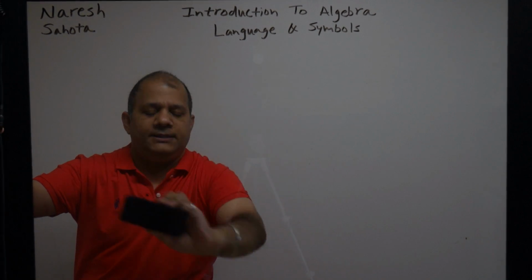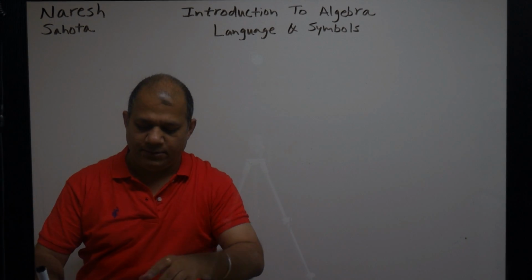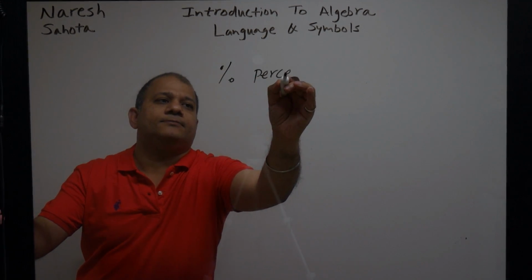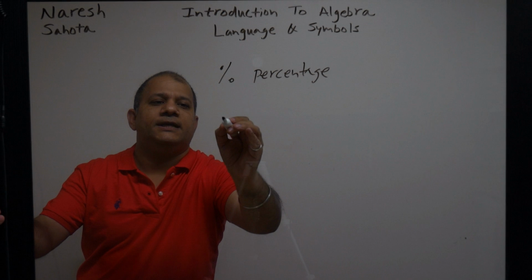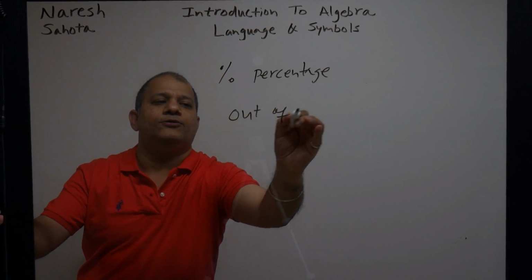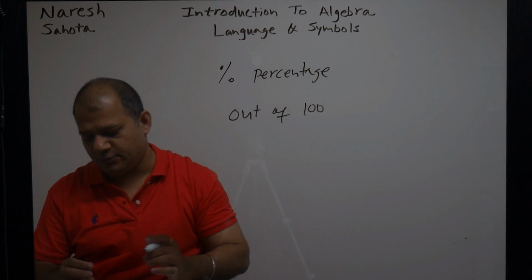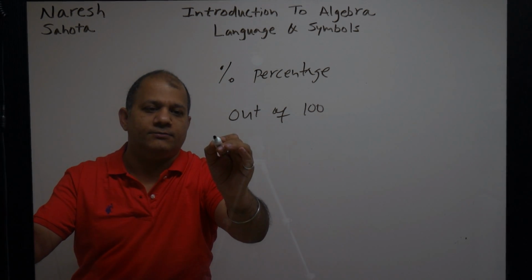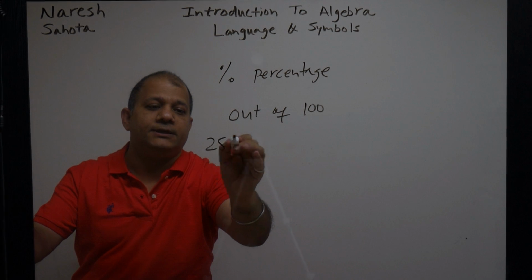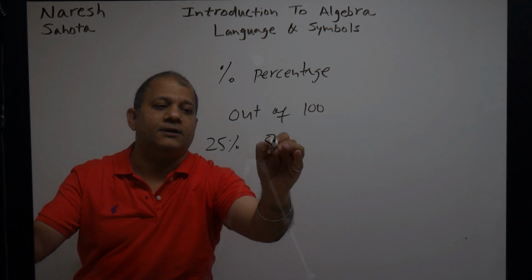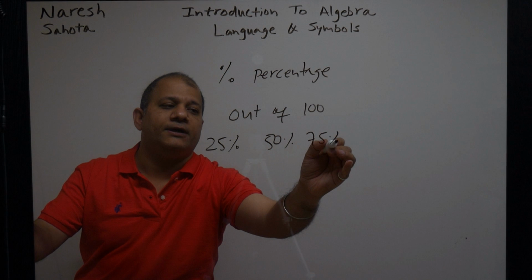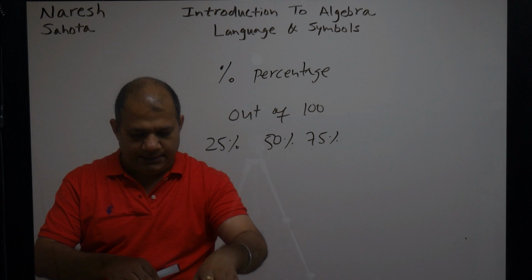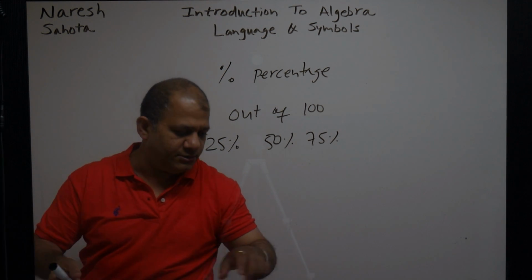The next symbol is the percentage symbol. Percentage means out of 100, and that's all I'm going to say at this point. I just want you to be aware of the percentage symbol. Again, when you go shopping, you see sale signs, 25% off, 50% off, 75%, and so on. So that's all I'm going to say about the percentage.